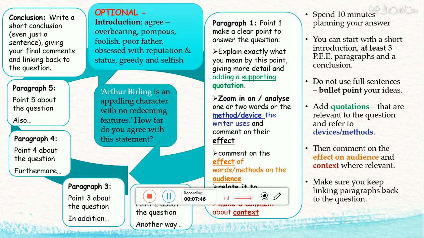Now, here's some ideas for your introduction if you're going to do one, and I've written a selection largely of adjectives here that I would use to describe it. I would largely agree with the statement that Arthur Birling is an appalling character with no redeeming features. Obviously, there may be some aspects you feel are redeeming about him, and it will be up to you to make the case for that argument.